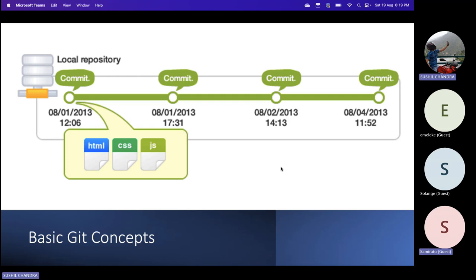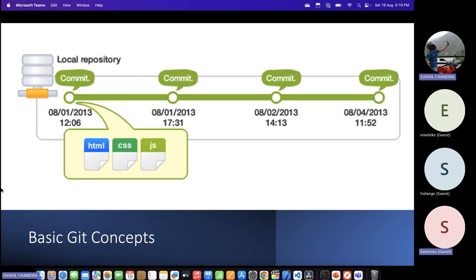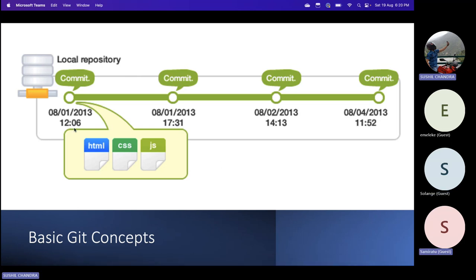Okay, so let me give you an example. In the local, when you started working at 12:06 on this date in 2013, there was a file, right? HTML, CSS and JSON, these three files you have for a website maybe. This will be your first commit. Then you make another commit, then the next, then next at 11:52, right? So these were some of your commits. Each commit has a rollback point. Anytime you can go to this point and see what changes I made. All of the changes will be available.